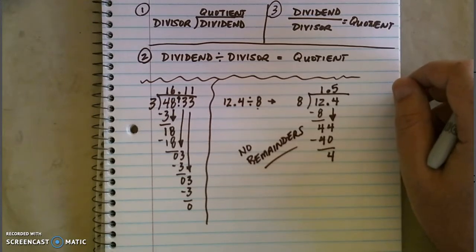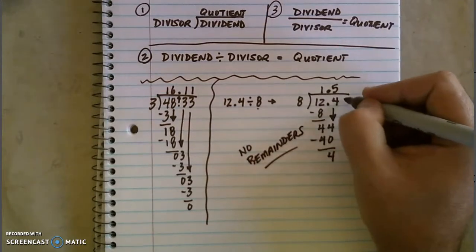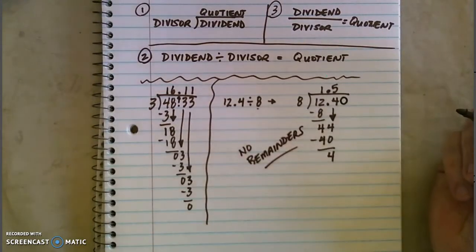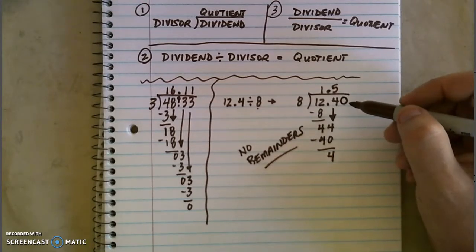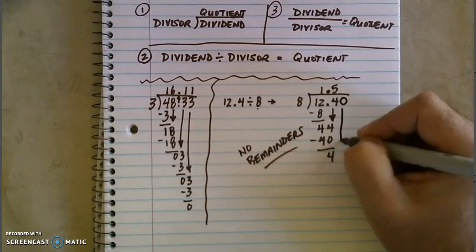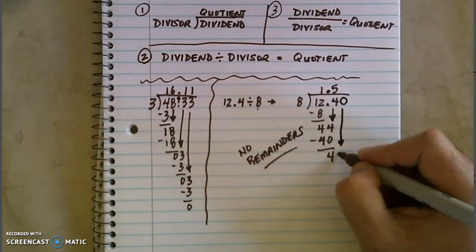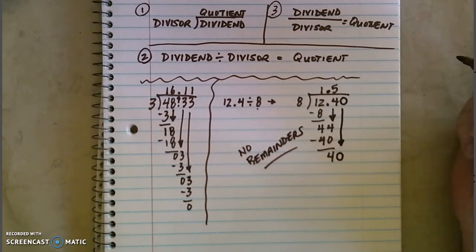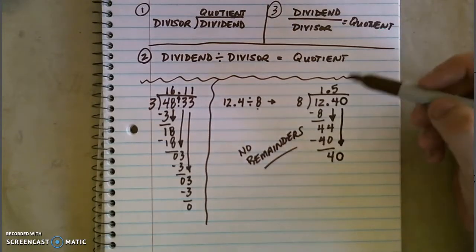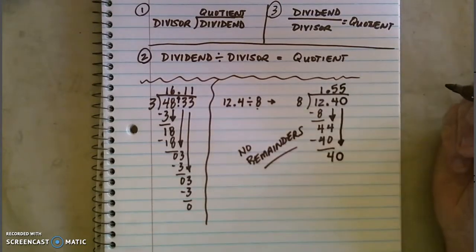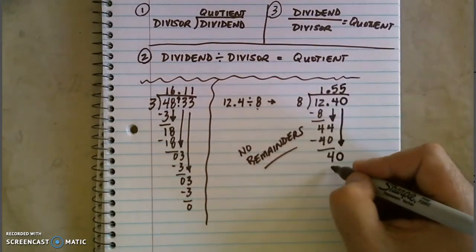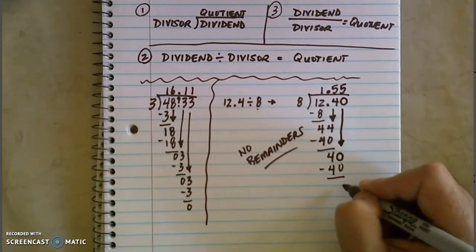So what we do in this type of a problem is we're going to annex a 0 on the end of the dividend. Adding a 0 at the end of a decimal number does not change its value. What it does allow us to do, though, is bring that another 0 down and change that into a 40. Now I can say, oh, well, 8 does go into 40 5 times. 5 times 8 is 40. When I subtract, I get 0.